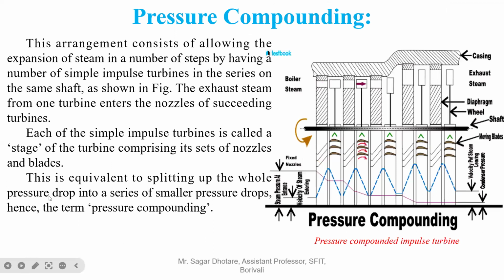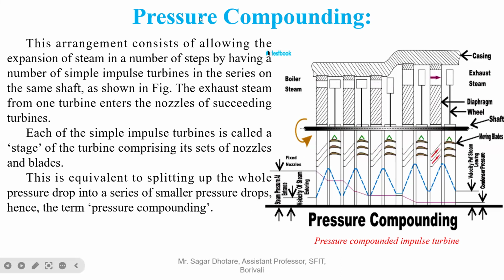Now next, what is pressure compounding? If we look at the difference between velocity compounding and pressure compounding, in velocity compounding we use an impulse turbine. In pressure compounding, we are again using the impulse turbine. In both compoundings we are looking for an impulse turbine.